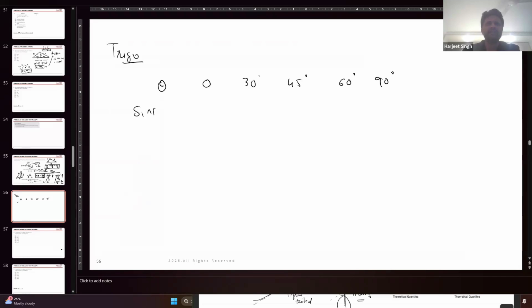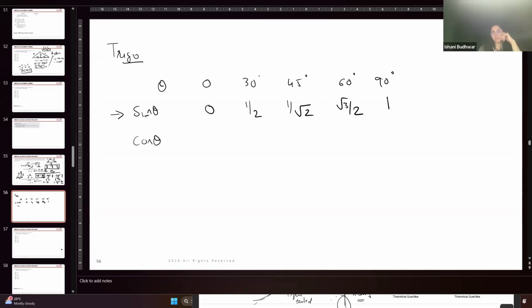So sine theta is all that you need to remember. Sine 0 is 0, and sine 90 is 1. Everything else is in between. Sine 30 is half, sine 45 is 1 by root 2, and sine 60 is root 3 by 2.